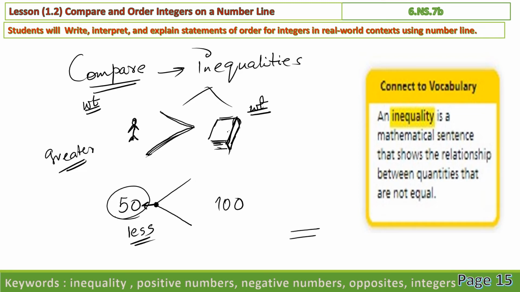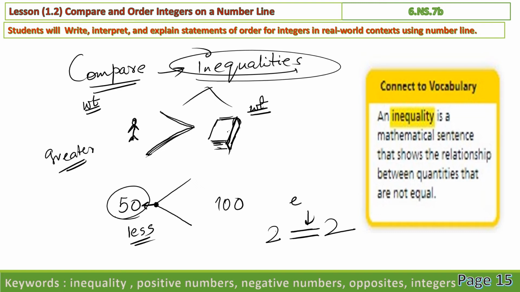Equal sign. Let's suppose here 2 and here 2. Equal sign means that the two quantities are equal to each other. But equal doesn't mean inequality. Inequality could be greater or smaller. This equal means equality, and we are asking about inequalities. So inequalities could be greater than, or smaller, or lesser than.